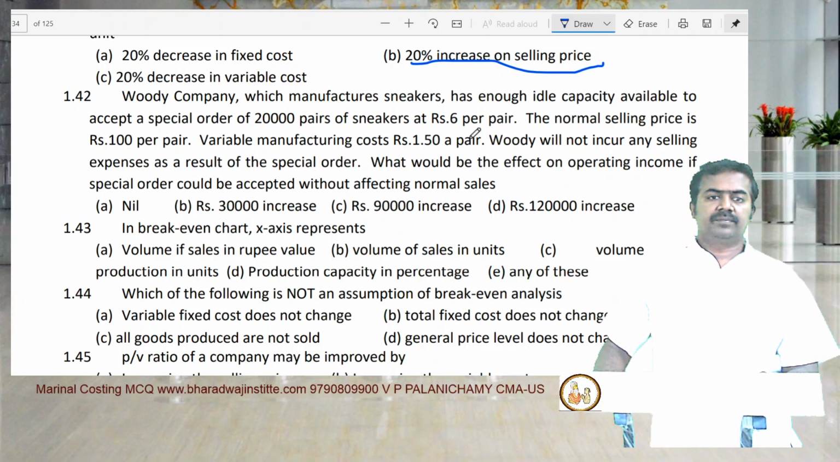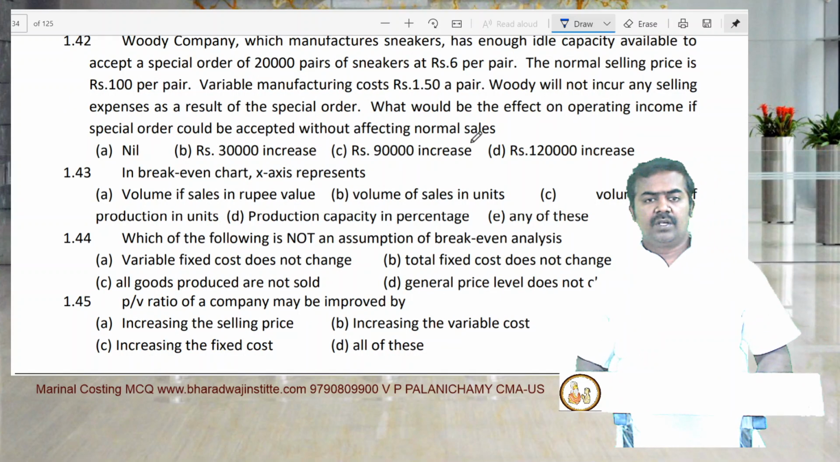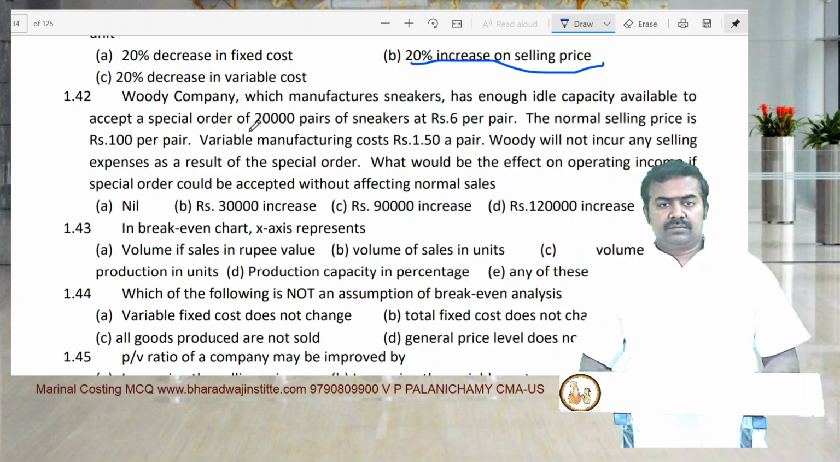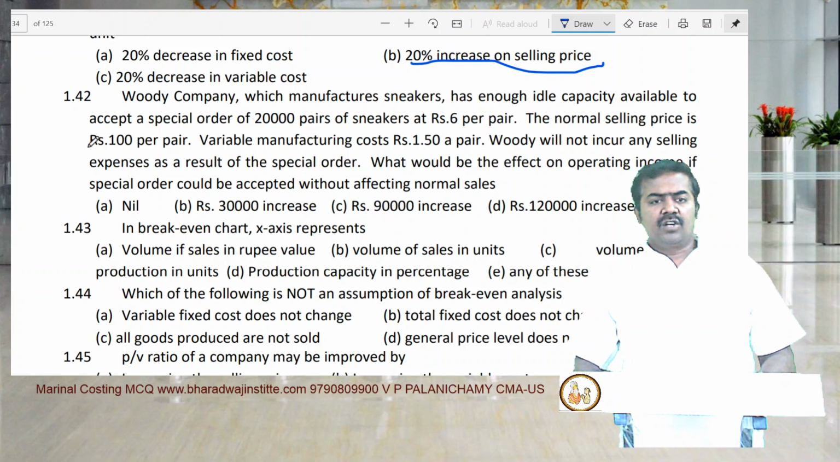Go to the next one. 1.42. Idle capacity is available. 20,000 sneakers at 6 per pair. Normal selling price, please ignore. Variable cost of manufacturing is 1.5. It will not incur any selling expenses. What will be the effect on net income if the special order is accepted without affecting the normal sales?